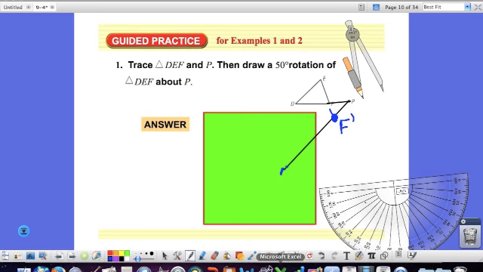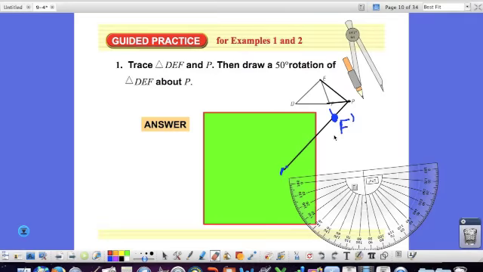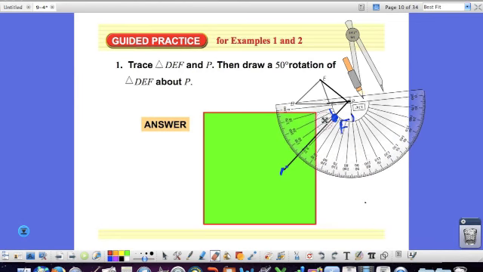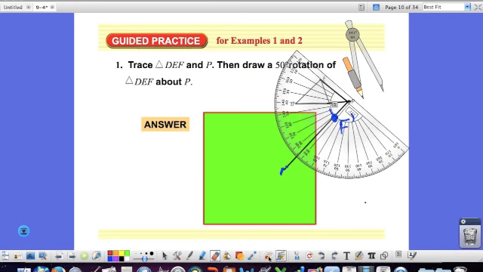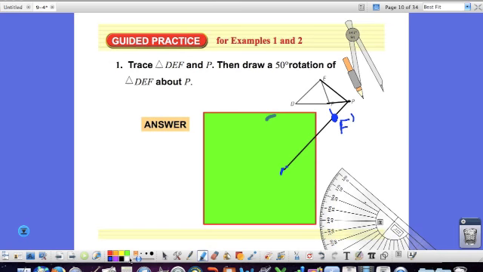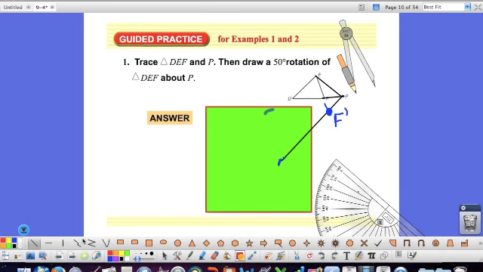I need to do this with each point. And I drew a ray from E to P. I'm going to go ahead and line this up. Trying to line this up exactly. There you go. Now I'm going to mark my 50 degrees. It's going to be about right there. Move my protractor out of the way. Straight line tool. I'm going to go from here to point P. I'm working on E. There we go.